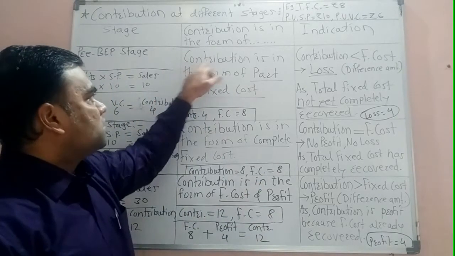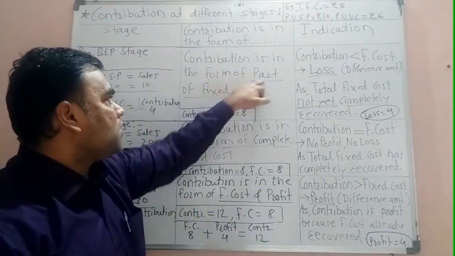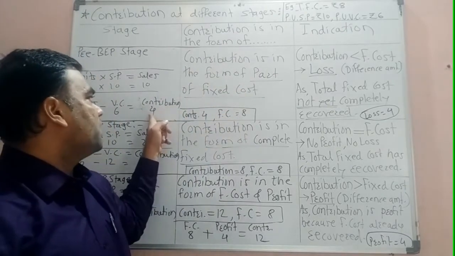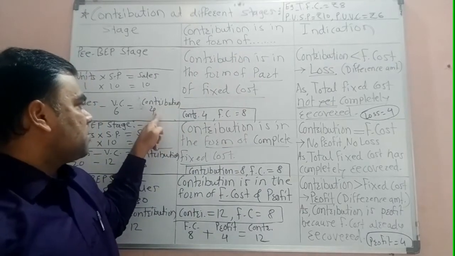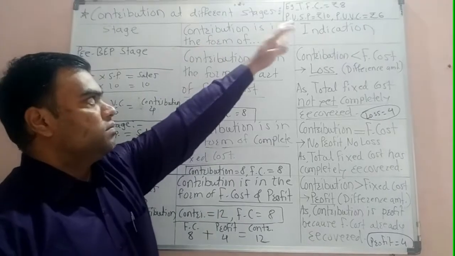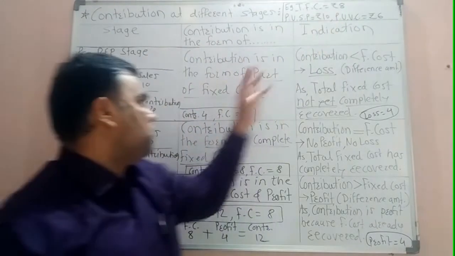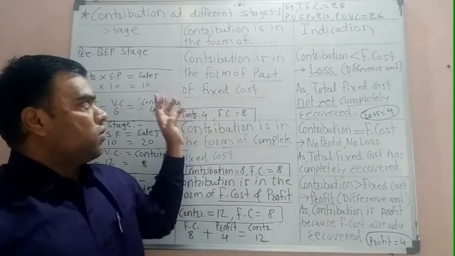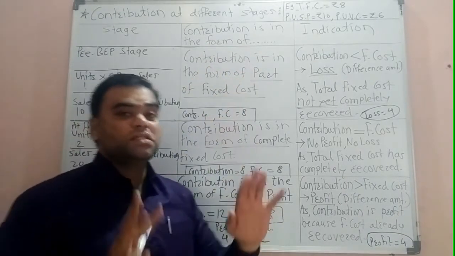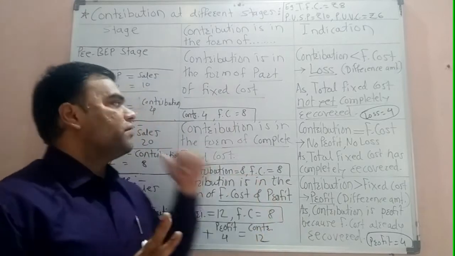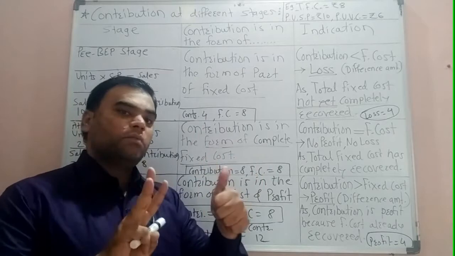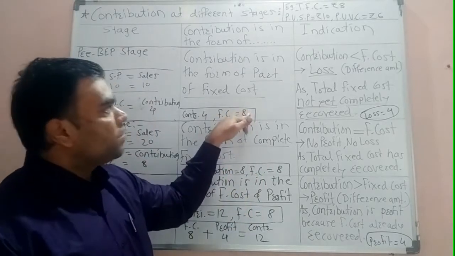So contribution is in the form of part of fixed cost. Fixed cost is rupees 8, but when we sold one unit, contribution rupees 4 is utilized to recover our total fixed cost. Out of total fixed cost rupees 8, rupees 4 we have recovered. Fixed cost is 8, but when we sold one unit, how much have we recovered? We have recovered 4 and rupees 4 of fixed cost remains to recover.